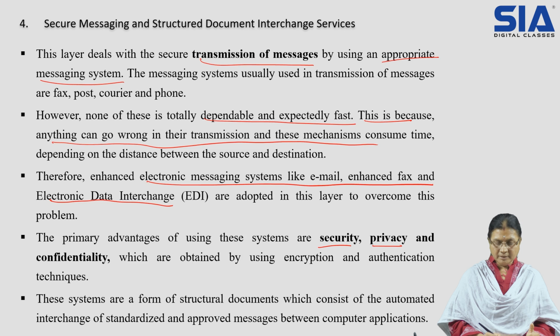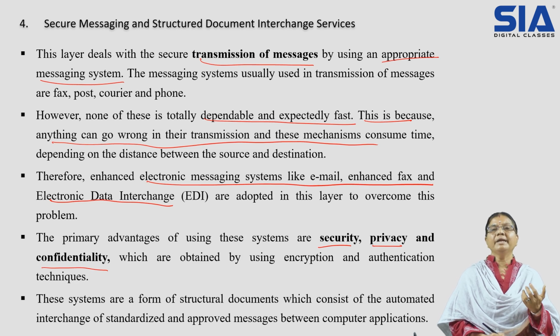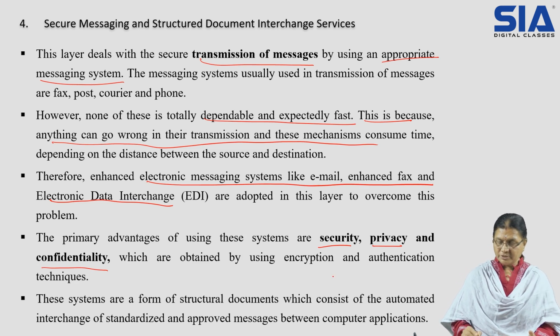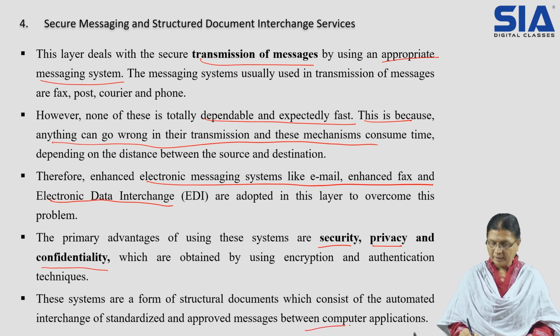Then privacy should be there. Then confidentiality, because the documents will be related to important, confidential information. When we are preparing the framework, these are very important, and they are obtained by using encryption and authentication techniques. That is the reason we are using coding and decoding, and also passwords and impressions. All these are for security purposes. These systems are a form of structured document interchange, consisting of automated interchange of standardized and approved messages between computer applications.